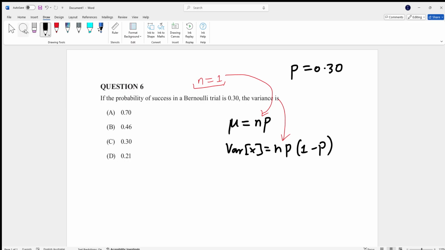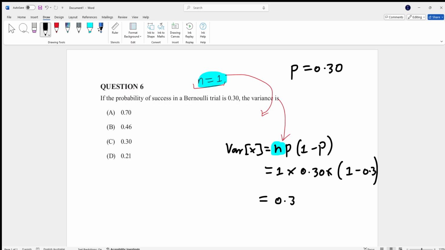Here, because they're after variance, we actually don't need the mean formula at all, but I put it there just in case. You just put N equals 1 into the variance formula, so you get 1 times the probability, which is 0.3, and then times 1 minus 0.3. Now remember, this question is done without a calculator, okay? So effectively we're working out 0.3 times 0.7, because 1 minus 0.3 is 0.7.